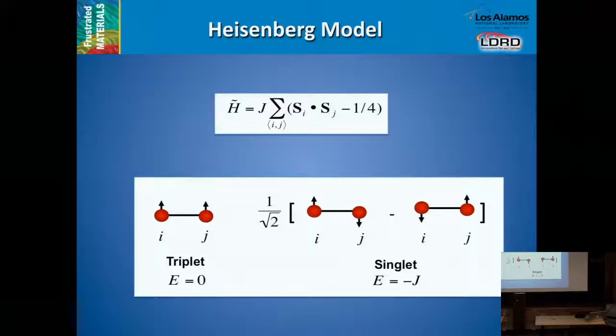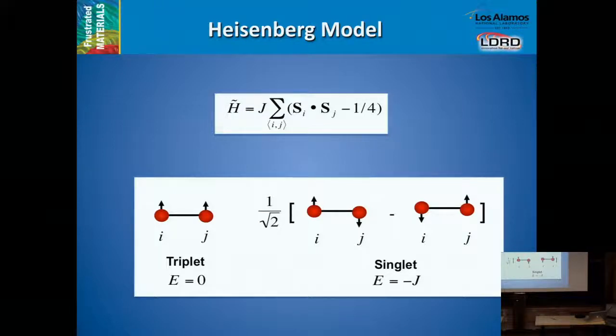J is 4T squared over U. So the only thing you have to do is sum over all the bonds, count the singlets. So S dot S minus 1 over 4 is 0 if you have a triplet. If you have a triplet, because of the Pauli exclusion principle, there is no way of gaining any energy through a second order process. So this operator will be 0 because you get 1 over 4 minus 1 over 4. But if you have a singlet, S dot S minus 1 over 4 is minus 1, right? Minus 1 times J is basically the energy gain for each singlet that you have. So that is basically the low energy effective model.